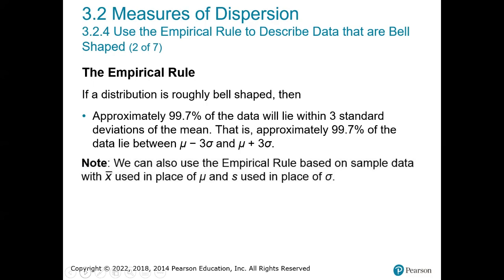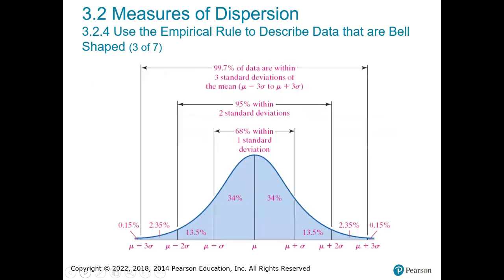So we can do this with sample data. We can do it with population data. It doesn't matter. Both of them are allowed to work. Here's a visual of what I just explained. We put our mean in the middle. We count up three standard deviations and count back three standard deviations. And then these values up here are what we just discussed. 68% are between one standard deviation, 95% are between two standard deviations, and 99.7% are between three standard deviations.